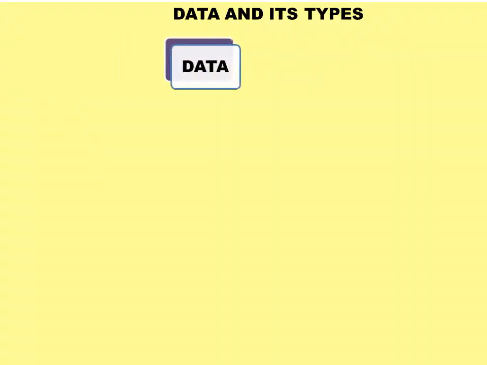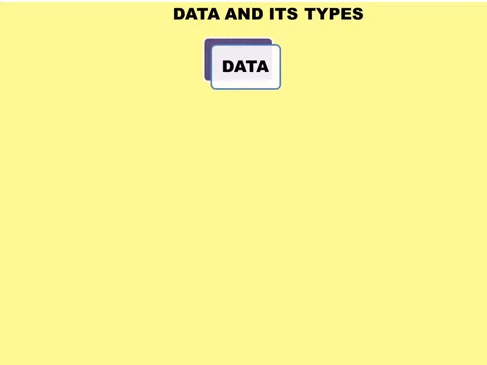Next is data and its types. What is data? I told you data is just the numerical sample. So that has a certain meaning to collect. We have a certain motive of collecting that data. So that is actually data, numerical values.